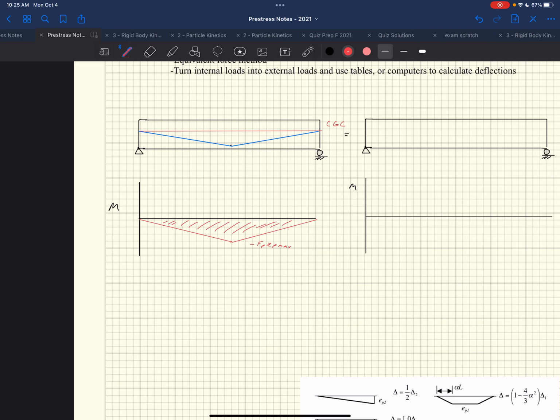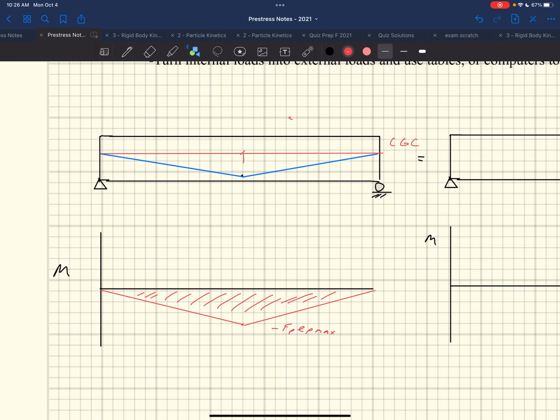ep max would be that total distance, I guess this right here. So Fp times ep max would give us that moment. It's negative because that's causing a pop-up. In the moment diagram, it zeros out at the ends because it goes right to that CGC, so there is no internal moment on the ends. It works its way up to a maximum in the middle with Fp and ep max.